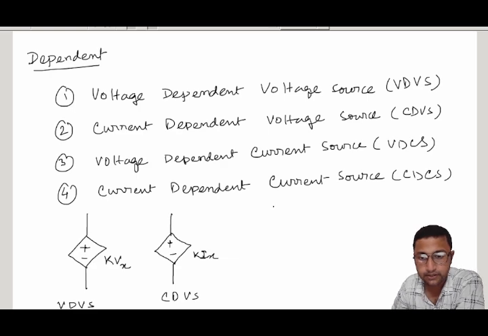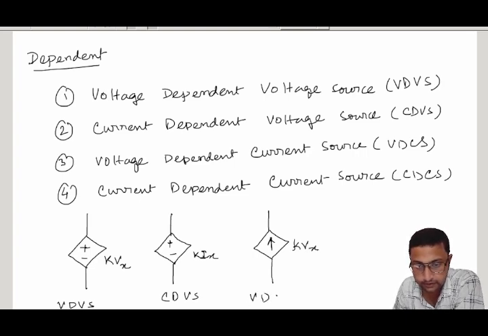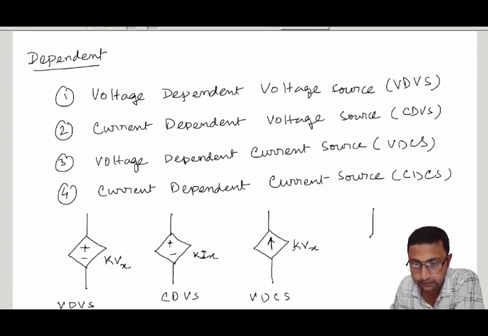The next one is the voltage dependent current source, that means VDCS. So it looks like that. The current source is denoted by this arrow, the current flowing direction. So this is KVx, VDCS, that means voltage dependent current source. K is some constant, which portion of the supply voltage is represented as a current. Okay, VDCS. Now the last one is the current dependent current source.